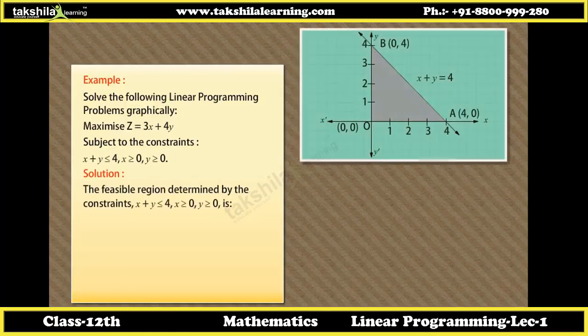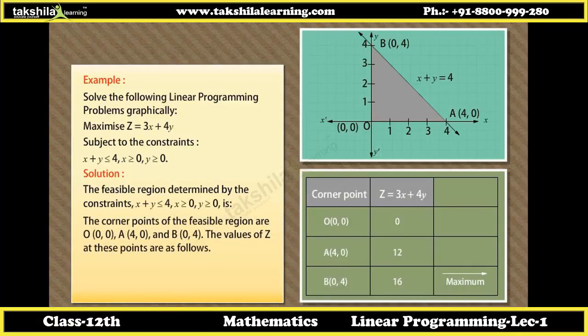Solution. The feasible region determined by the constraints x + y ≤ 4, x ≥ 0, y ≥ 0 is given in the figure. The corner points of the feasible region are O(0,0), A(4,0) and B(0,4). The values of Z at these points are as follows. Therefore, the maximum value of Z is 16 at the point B(0,4).